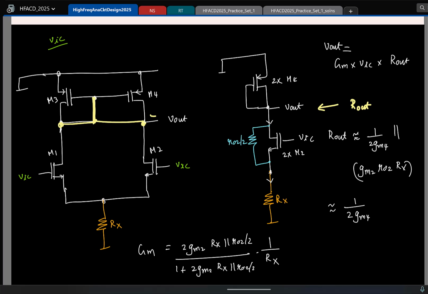Okay, so now we saw for common mode. So what is the one other thing I should do? Differential mode. Let's do that.